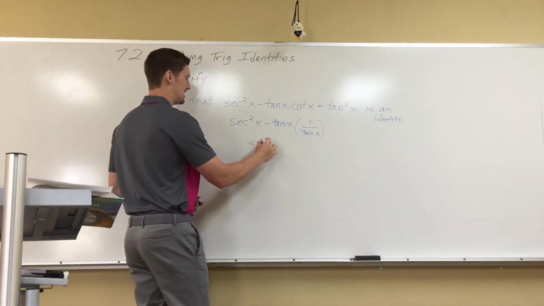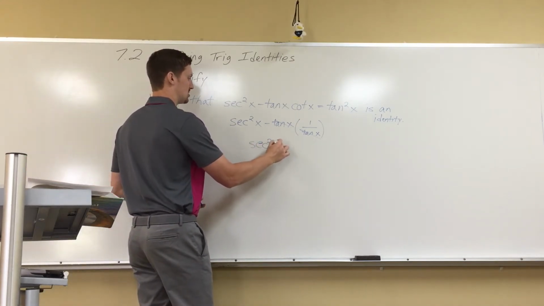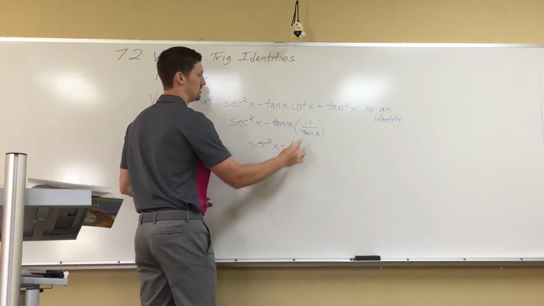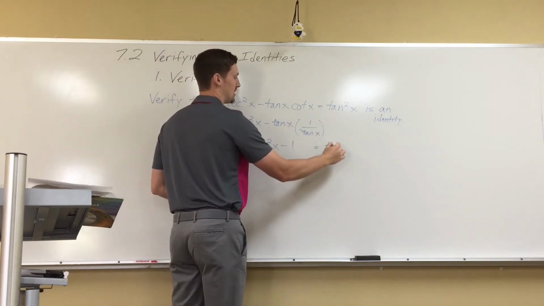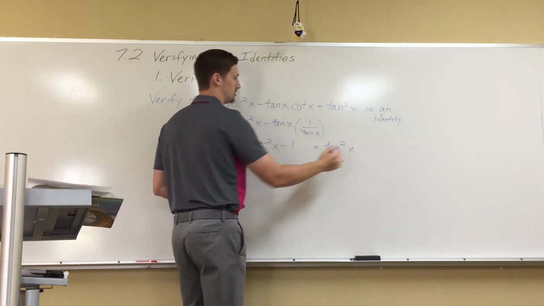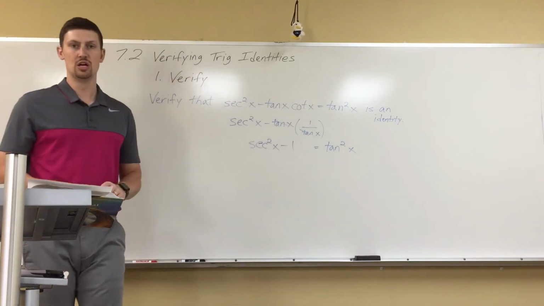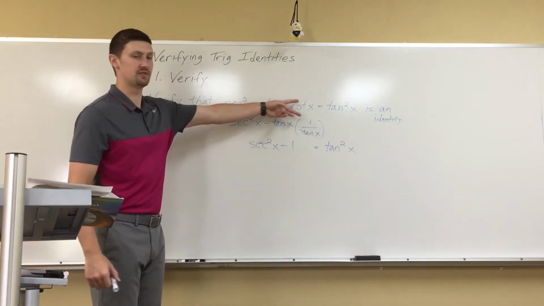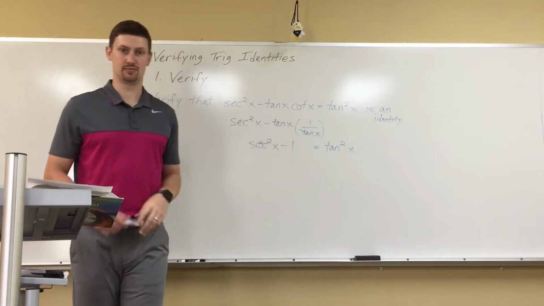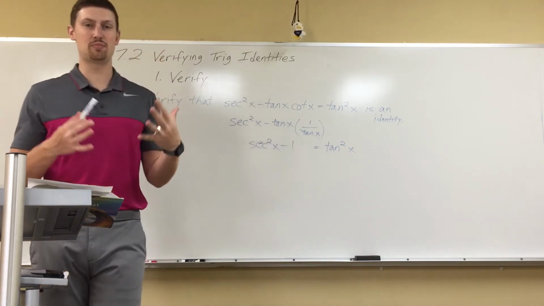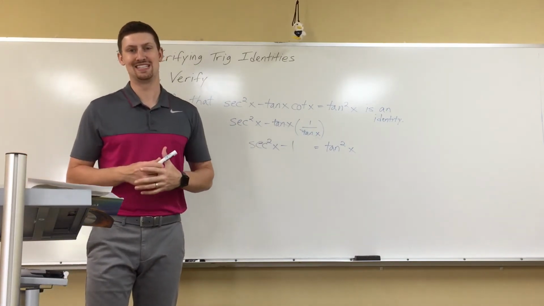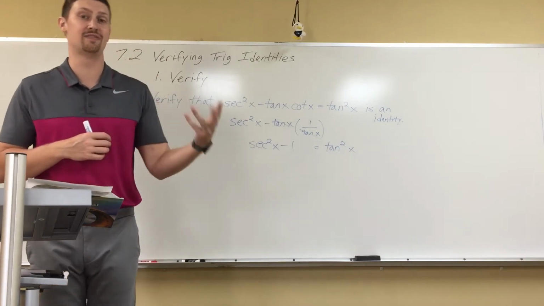So we're left with secant squared x minus 1, again equals tangent squared x. That's what we're trying to get everything equal to. You could have done sine over cosine, cosine over sine. It still would have canceled and you got 1. Again, trying to think, what can I break down? What can I change to simplify this equation or to verify this trig identity?